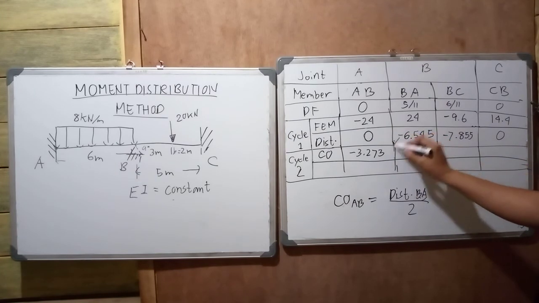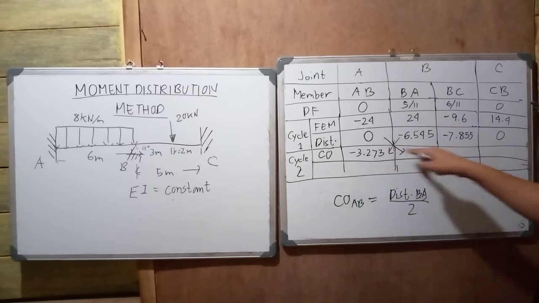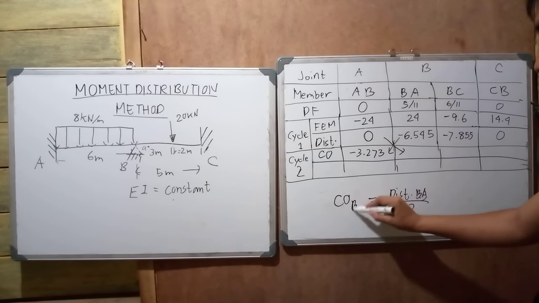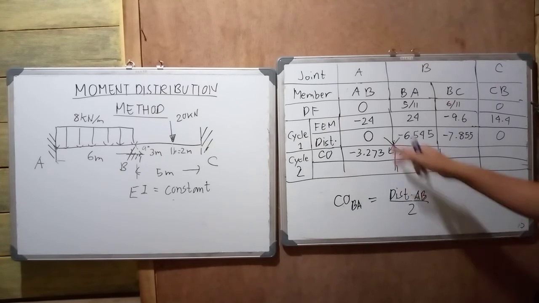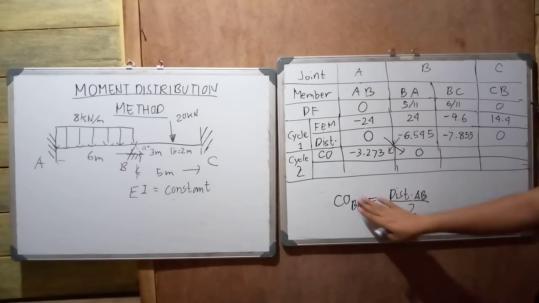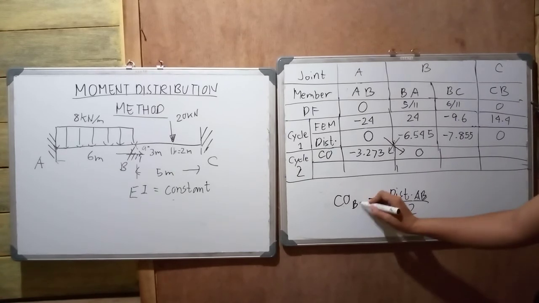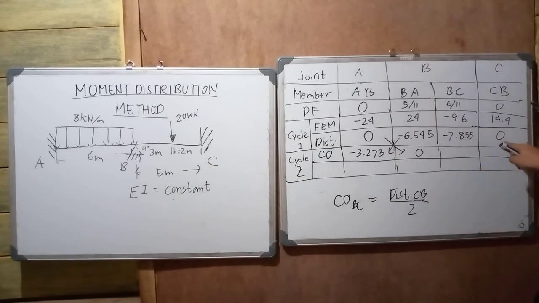Okay, yan. So, ito, dito, okay? Parang na ganito ba? O, ayan. So, therefore, carryover moment ni BA is equivalent to the distribution at AB. Previous distribution at AB over 2. No, nag-criss-cross lang sila. So, therefore, 0 divided to 0. Dito naman, carryover moment ni BC is equivalent to distribution at CB. Okay? So, distribution at CB is 0. Diyan, oh. So, therefore, 0.